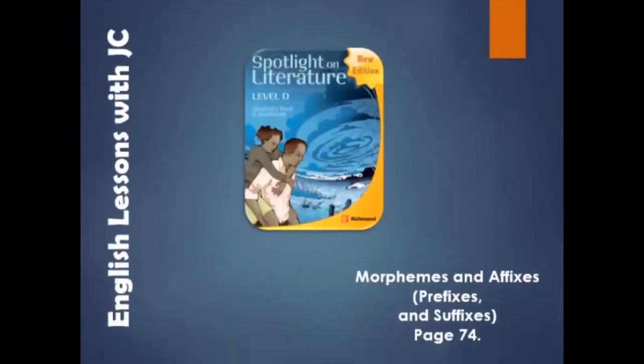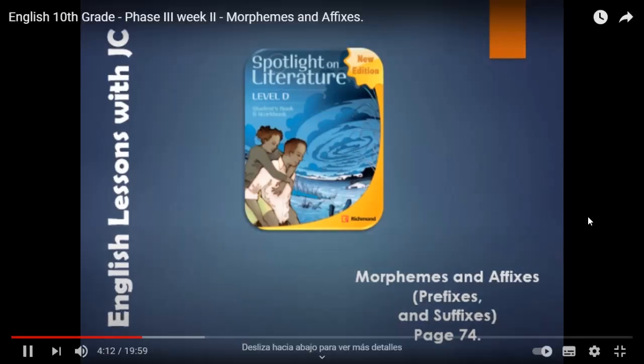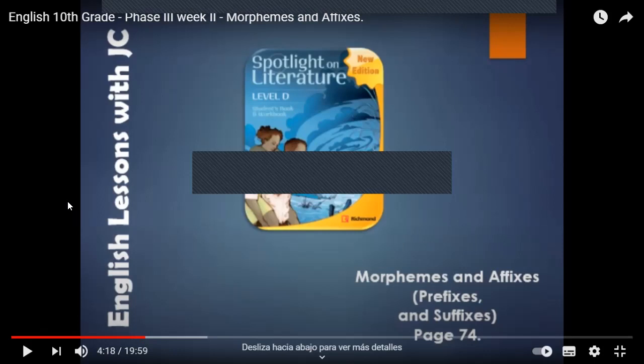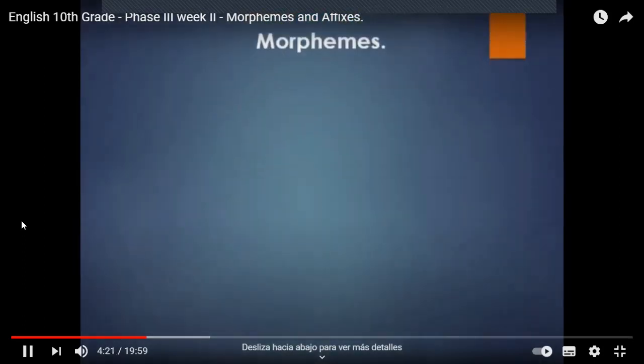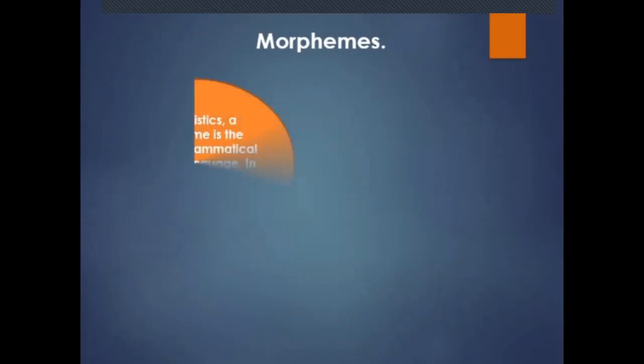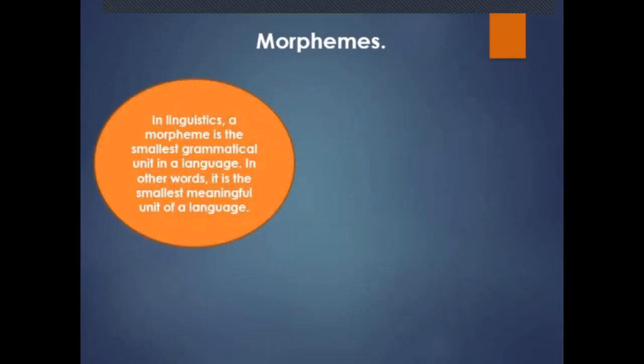In this lesson, we are using our book, Spotlight on Literature D, page 74. The topic is morphemes and affixes, prefixes and suffixes. The first thing you gotta know is what morphemes are. And we can say that in linguistics, a morpheme is the smallest grammatical unit in a language. In other words, it is the smallest meaningful unit of language. So it is a letter or a set of letters, but they contain meaning.